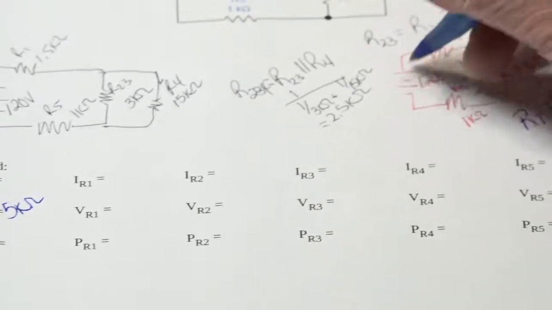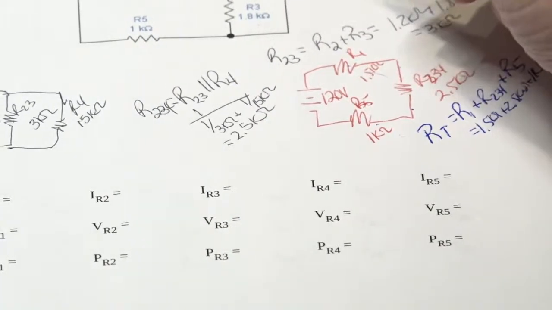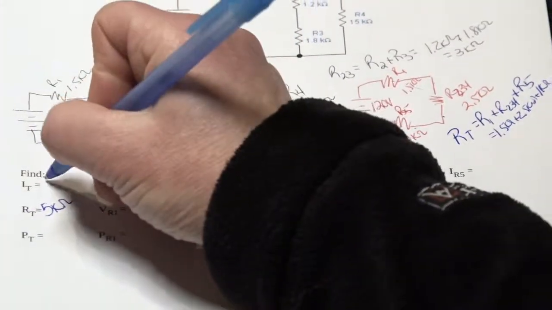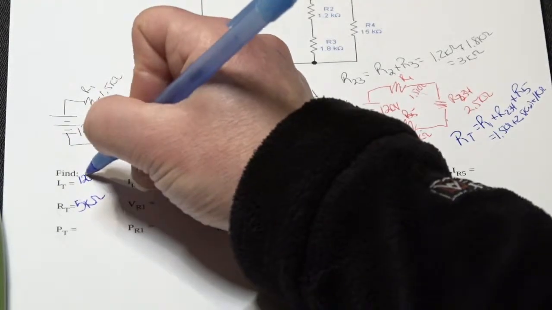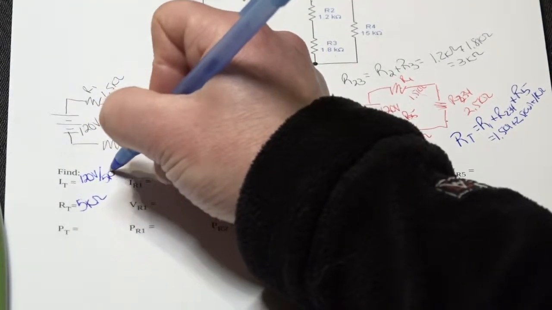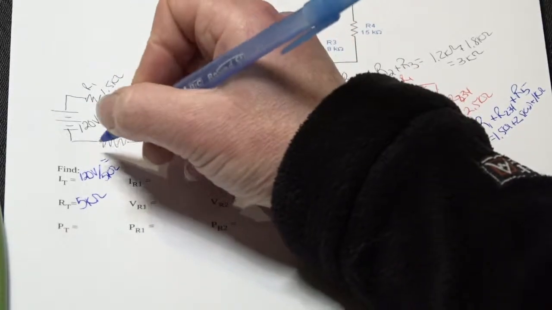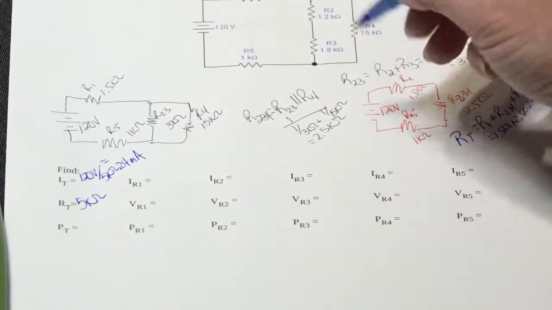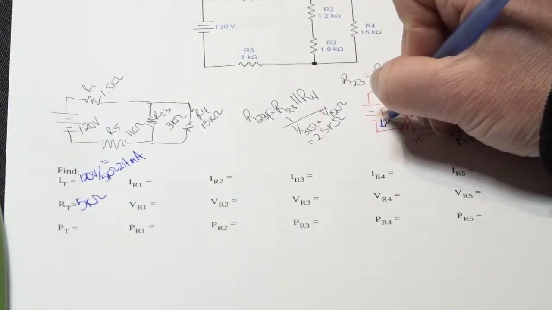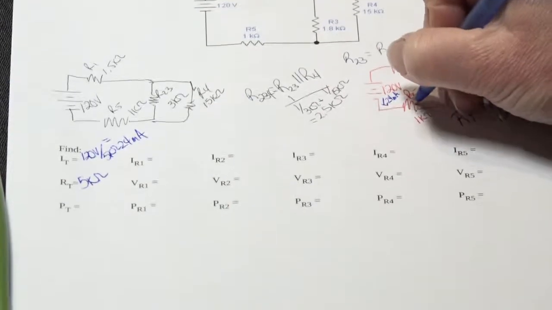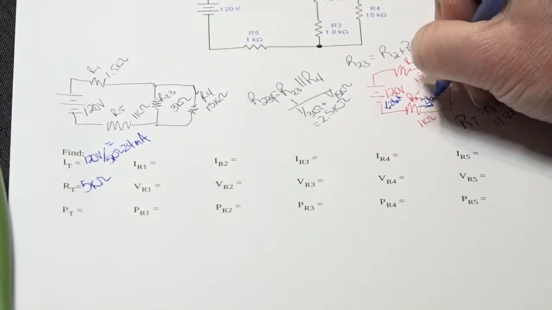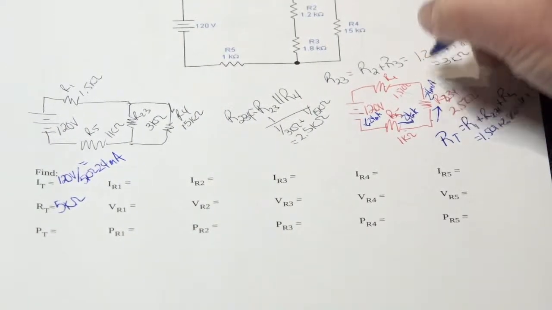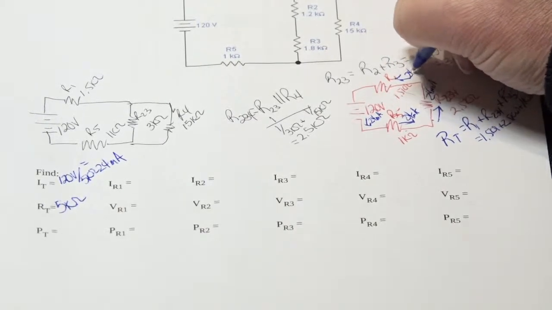And we can say, all right, we can find the total current now. And we apply what law? That's right, Ohm's law. So 120 volts divided by 5 kilohms gives us 24 milliamps. So that means out of here, we got 24 milliamps. That means we've got through here 24 milliamps. We have going through here 24 milliamps. We have going through here 24 milliamps.